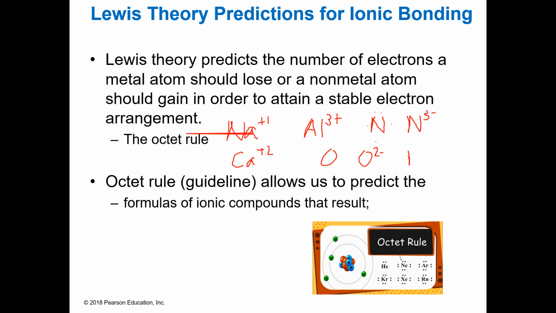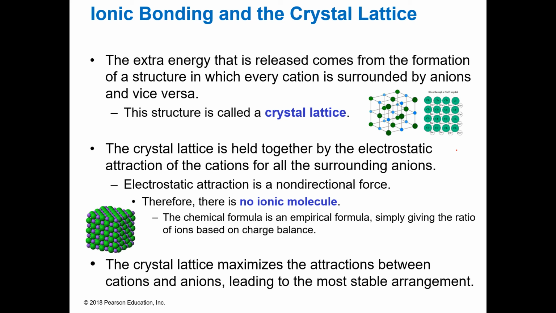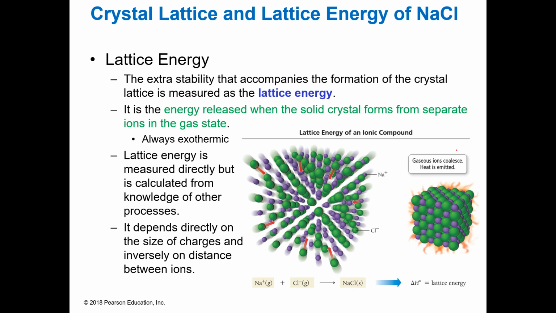Group 7, your halogens, like fluorine, has 7 valence electrons. It's going to gain 1. It's gaining because it's a nonmetal. And therefore, when it becomes an ion, the halogens will take on a -1 charge. Okay. I'm actually going to skip through this.